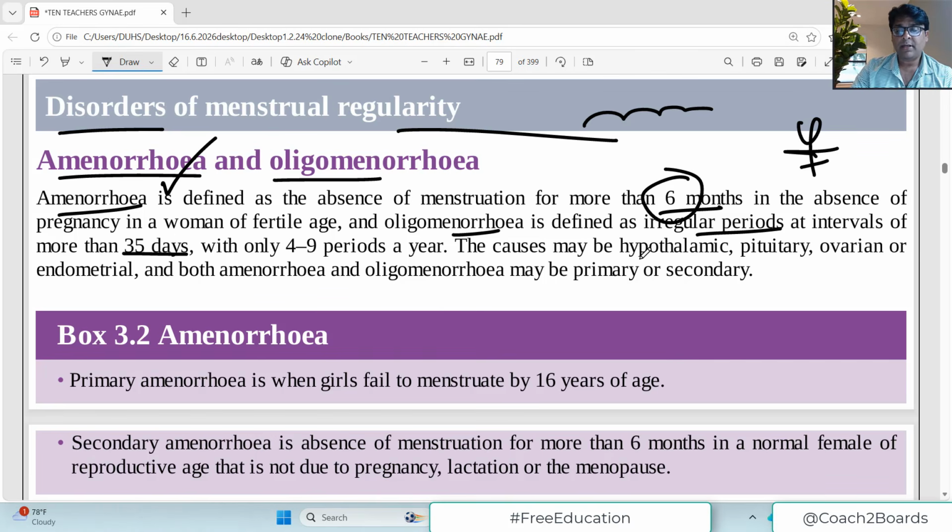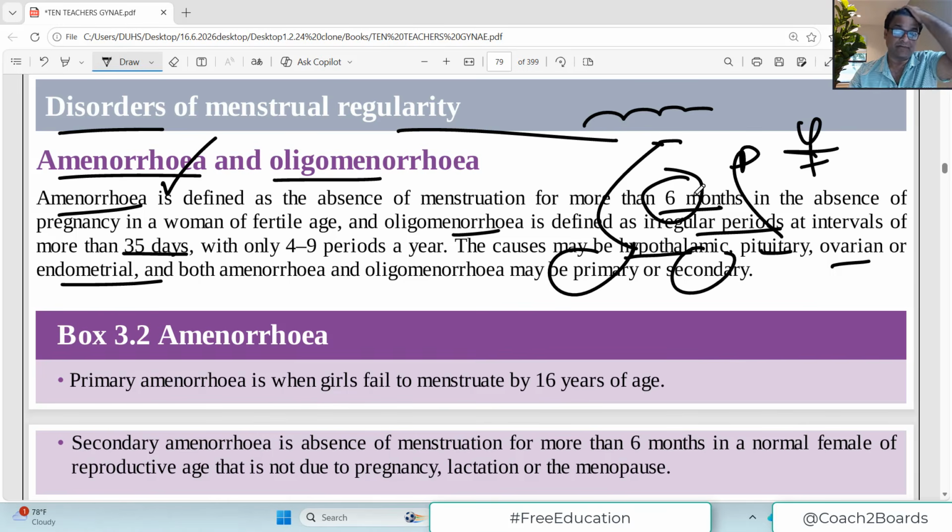The causes may be at the hypothalamus level, GnRH, pituitary level, FSH, LH, ovarian level, or endometrial level. And it can be primary and secondary as we discussed, right?